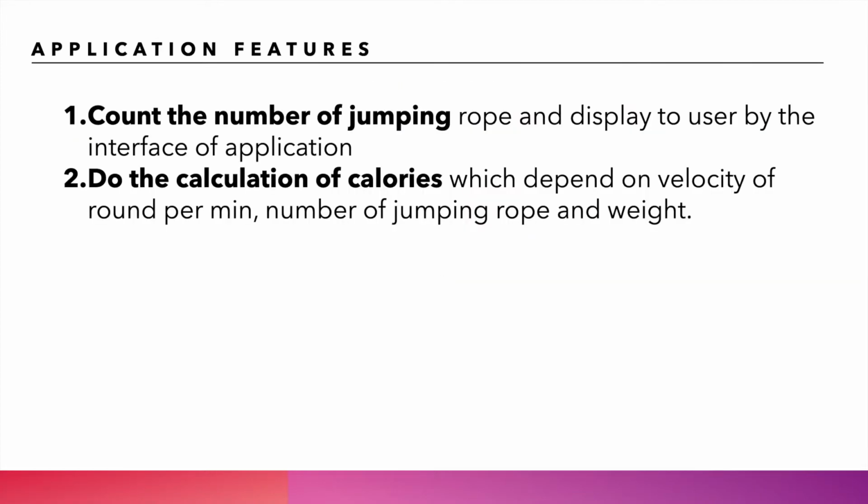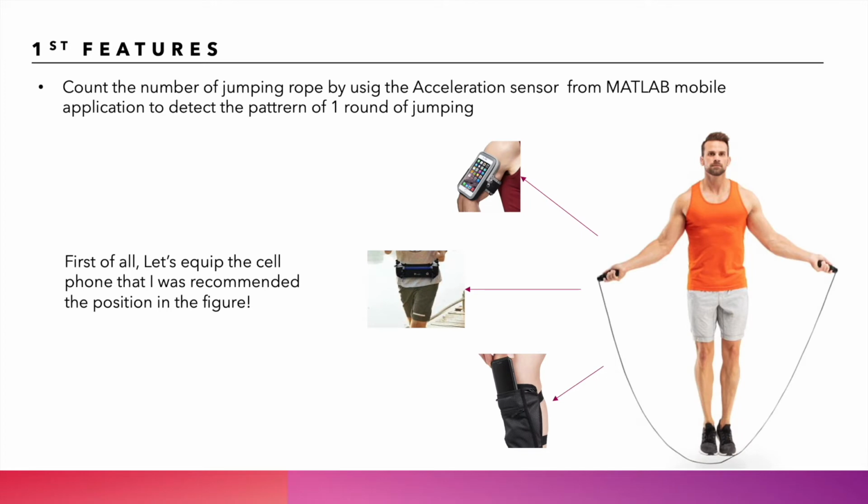Let's talk about the application features. First, this application can count the number of jumping rope skips and display it to the user on the application interface, or the GUI. Second, we can calculate the calories per minute and show you the summation of the calories you have already burned. The calories depend on the rounds per minute, the number of jumping rope skips, and your weight. Let's go to the first feature.